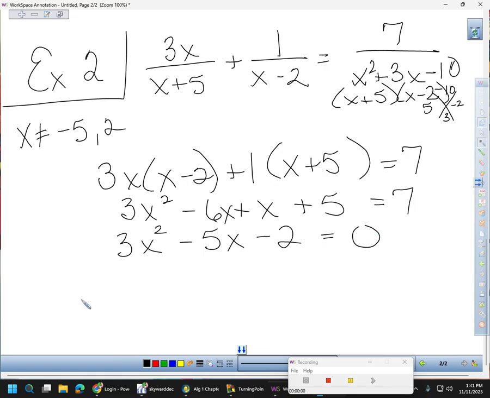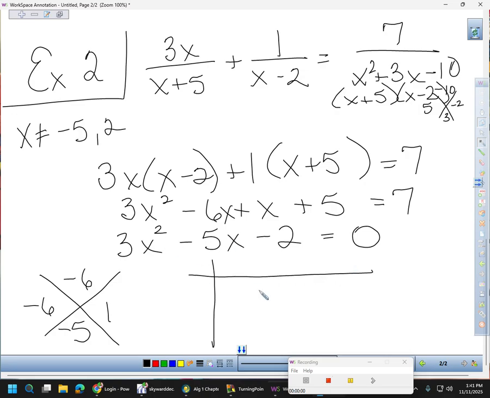Okay, let's factor. All right, so we have negative 2 times 3 is negative 6. Bottom is negative 5. My sides then would be negative 6 and 1. In my box, the first term goes in the first spot. The last term goes in the last spot. My diagonals are the sides of my x, negative 6x and 1x.